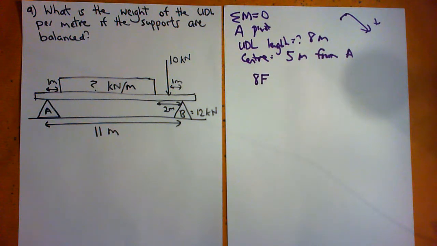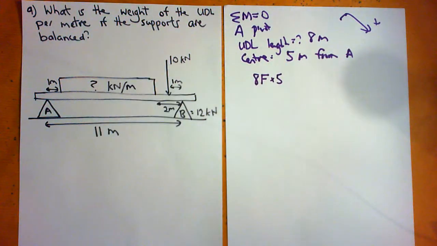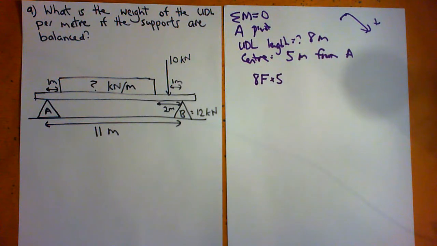Okay, so we've got 8F as the force, and the distance we do now know, it's where the centre is, which is 5 metres from A. So that's going to be times 5, and that will be a clockwise moment. The weight of the UDL will act to rotate things clockwise around A.